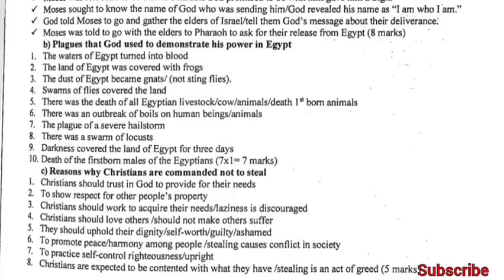There was death of all Egyptian livestock. There was an outbreak of boils on human beings and animals. The plagues of a severe hailstorm. There was a swarm of locusts. Darkness covered the land of Egypt for 3 days. Death of the firstborn males of the Egyptians.